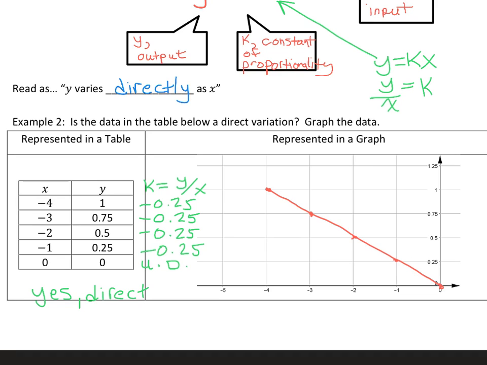However, if we had a different y-intercept other than the origin, it would not meet the test of having a constant of proportionality. So it has to go through the origin.